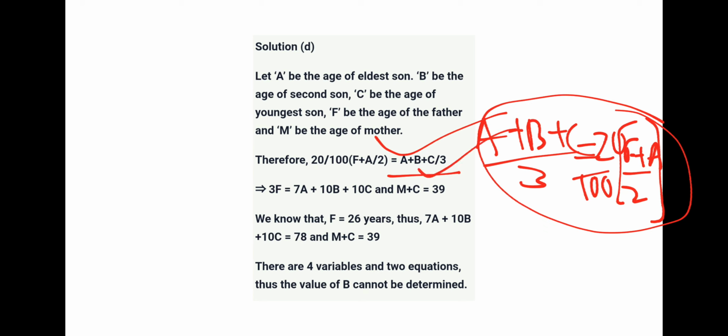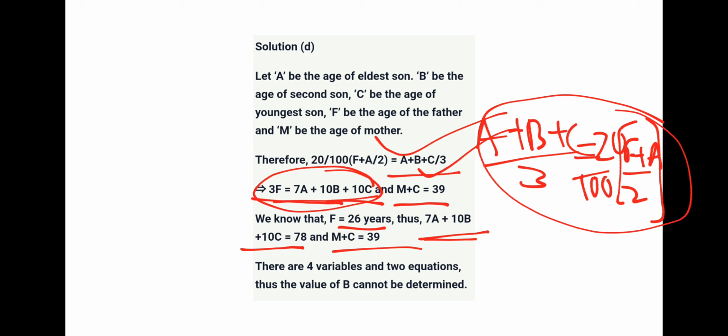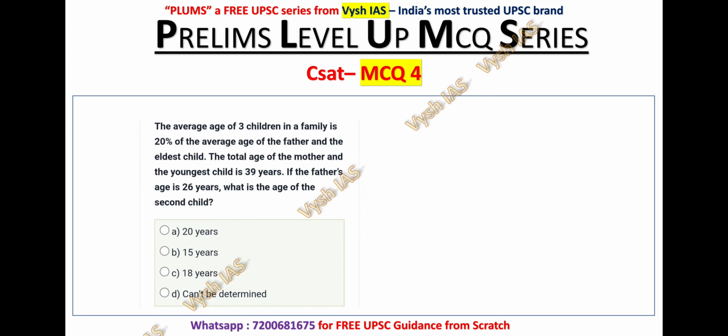And if you solve this, you will get 3f is equal to 7a plus 10b plus 10c. And the other equation is m plus c is equal to 39. So as father's age is 26, we can substitute the father's age in this particular equation. So 7a plus 10b plus 10c is equal to 3 into 26, that is 78. And the other equation is m plus c, mother's plus smallest child's age, is equal to 39. So there are 4 variables and there are only 2 equations. Thus the value of b cannot be determined. The age of the second child cannot be determined. So option D is the correct answer.